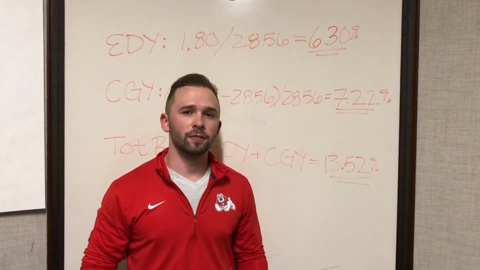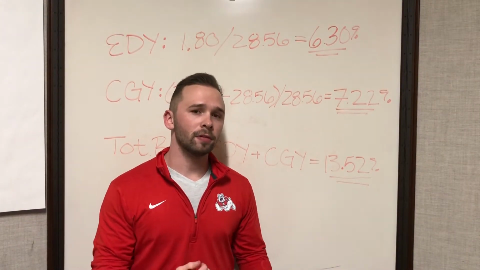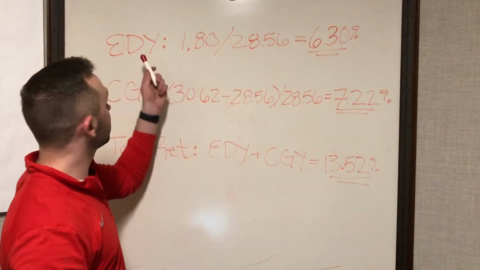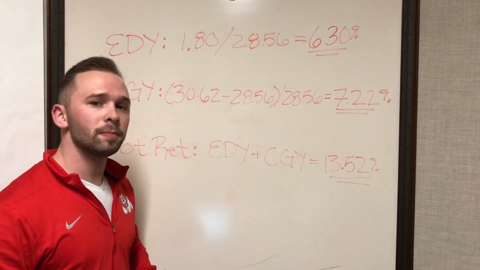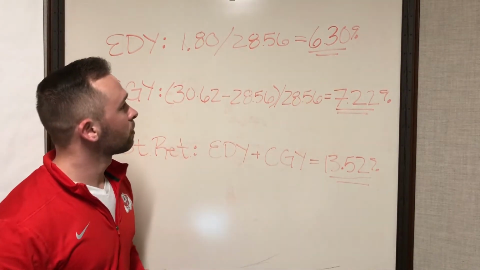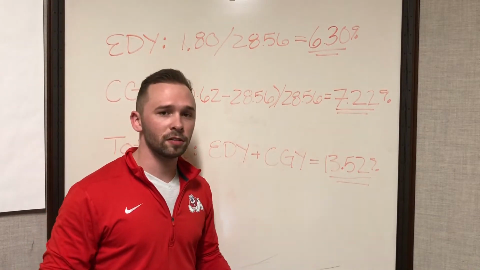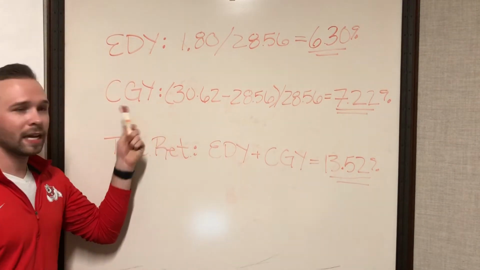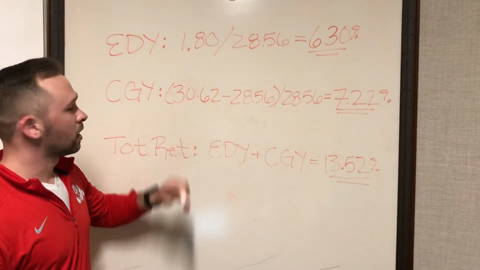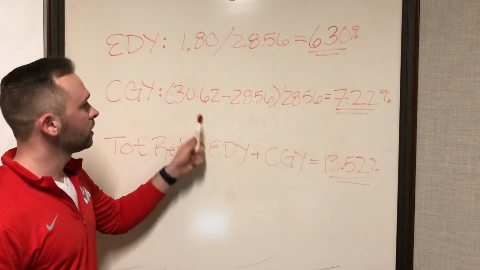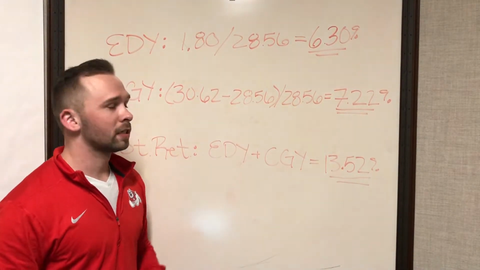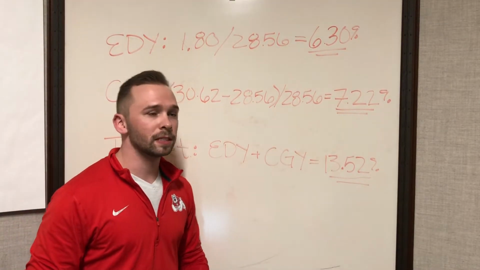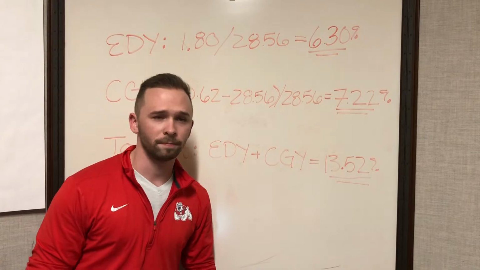Question number 6 wants us to find what the expected dividend yield, capital gains yield, and total return was for all of 2003. Well, simply to find the expected dividend yield, you take the $1.80 dividend that was paid, and you divide that by the expected stock price of $28.56 in 2003, and you get 6.30%. In order to find the capital gains yield for this year, you take the expected stock price at the beginning of 2004 of $30.62, subtract the expected stock price of 2003 of $28.56, and you divide that by that same $28.56, and that lands you at 7.22%.